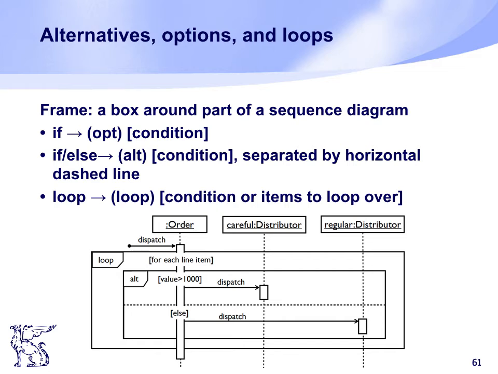The loop fragment is used to represent a repetitive sequence, and you have to place the word loop in the name box, and the guard condition has to be put near the top left corner of the frame. So here in this figure it says for each line item. So this is our guard condition for the loop frame.